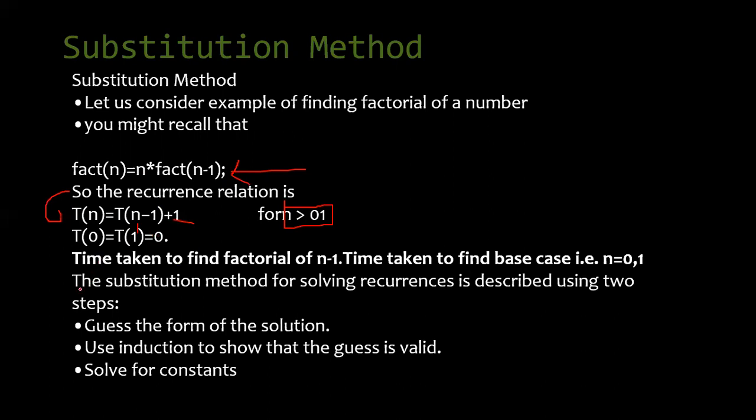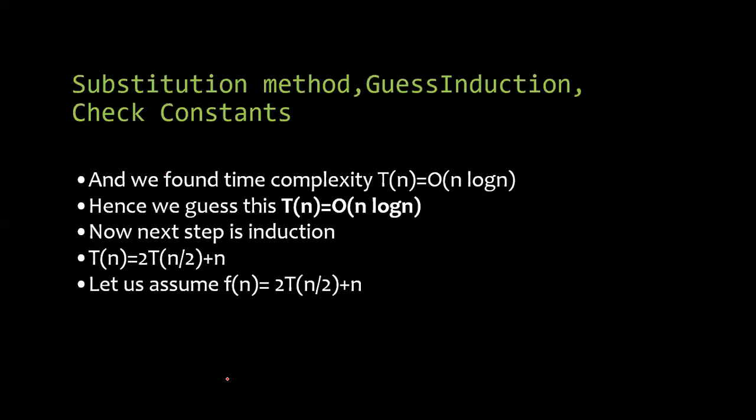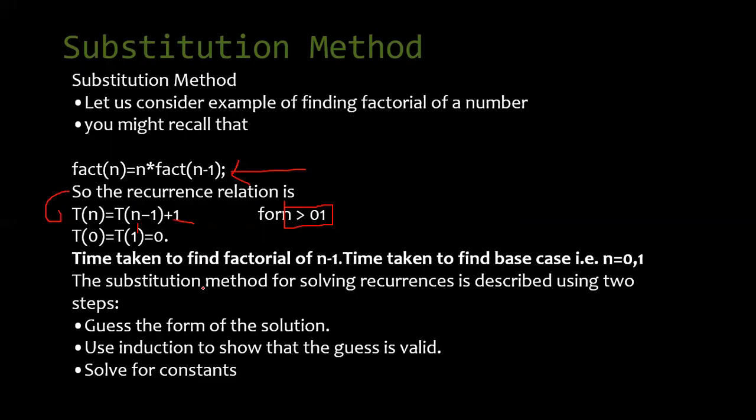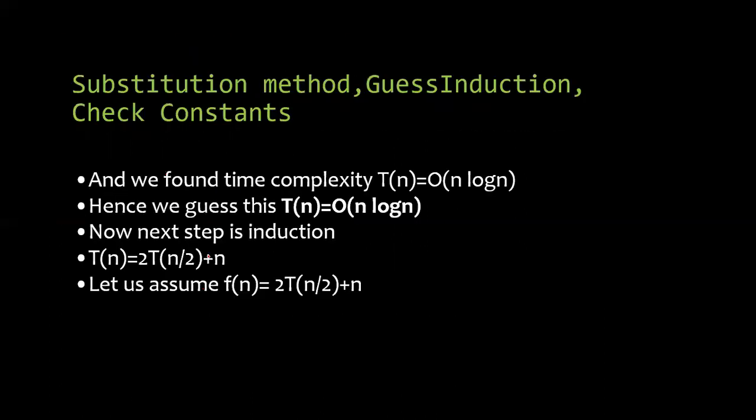Okay. Now, the substitution method of solving a recursive algorithm is described by two steps. First is to guess the form of the solution, and then use induction to check whether that guess is valid or not, and solve for constants. Now we'll discuss the substitution method: guess, induction, and check constants.